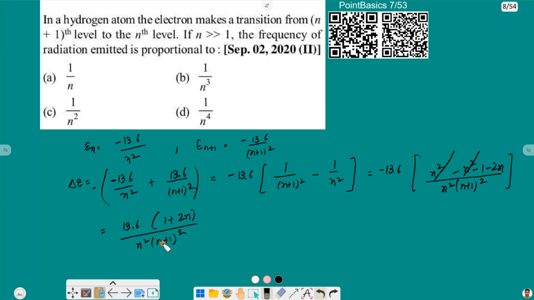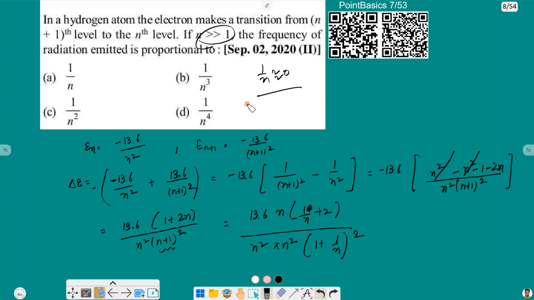Now here it is mentioned that n is much greater than 1. So what we can do? We can use binomial approximation. So how we will do it? I will take n common from the upper side. So that will be n into 1 plus, 1 by n plus 2, divided by n square, and from this term also I will take n common, so it will come outside as n square times 1 plus 1 by n whole square. Now we know that n is very large, so 1 by n will be approximately equal to 0. That is the limiting case, and this n cancels this one.